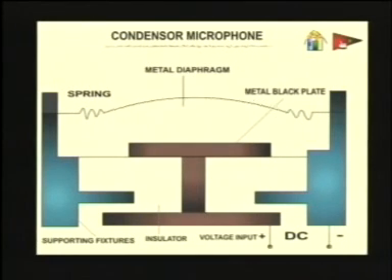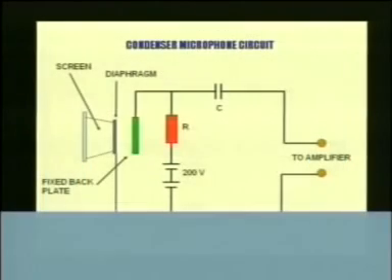Similarly, whenever the diaphragm moves away from the fixed plate, that is the metal back plate, the capacitance decreases because the distance between the diaphragm and the metal plate is increased, with which the voltage decreases. So these fluctuations follow the air pressure acting on the diaphragm, and the voltage also changes. Whenever the voltage changes, the charge carriers send the same voltage through an amplifier circuit and it is taken out as the output of the microphone. This is a condenser microphone circuit.